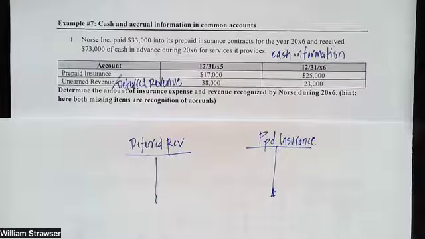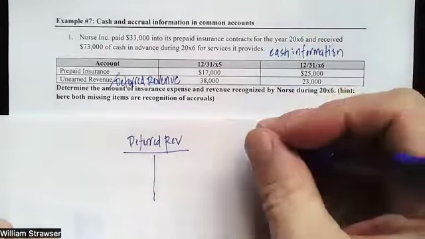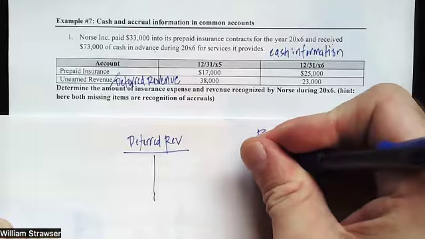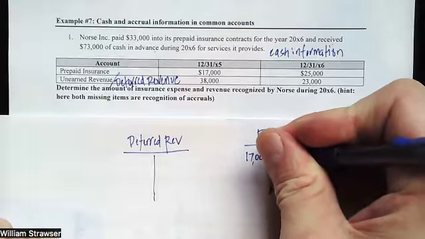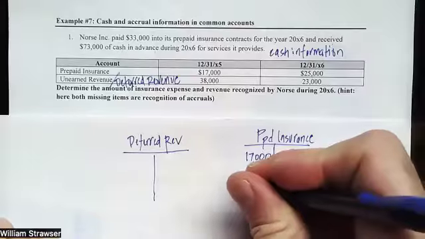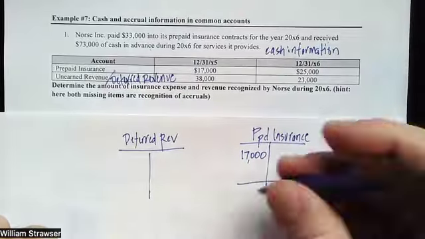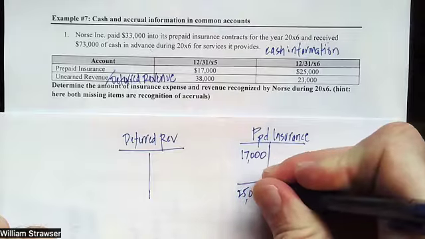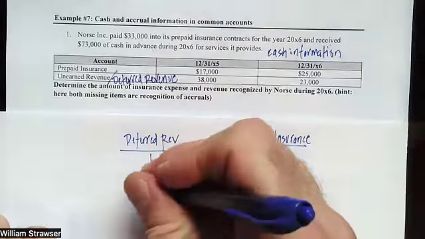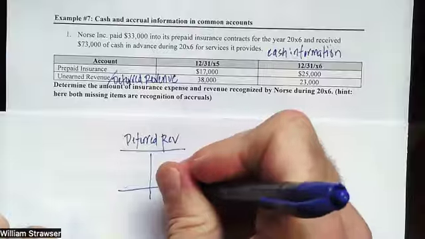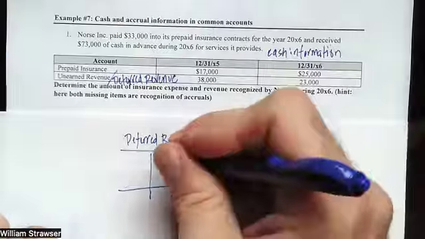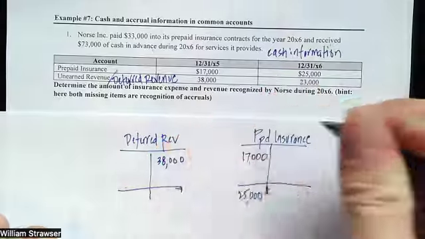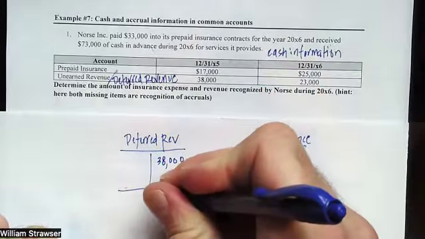All right. So the prepaid insurance account starts at 17,000. Remember, this is an asset account. It's usually a current asset. Parts of it can be not current, but it tends to be current. And then we end up with 25,000 here. For the unearned revenue, that's a liability account, and it starts at 38,000, and at the end of the year, it's down to 23,000.